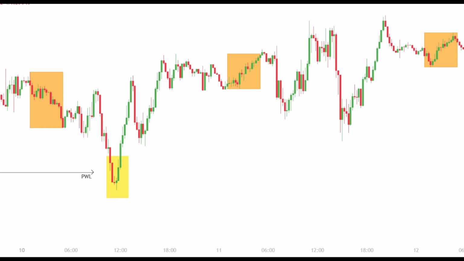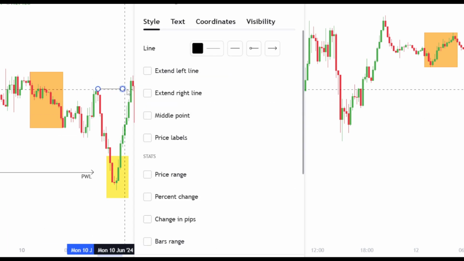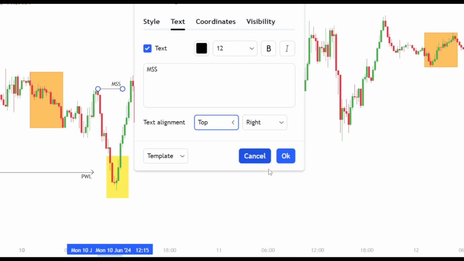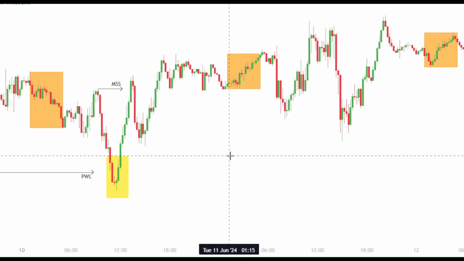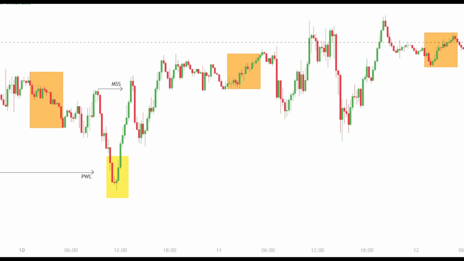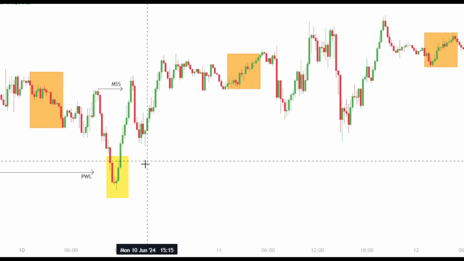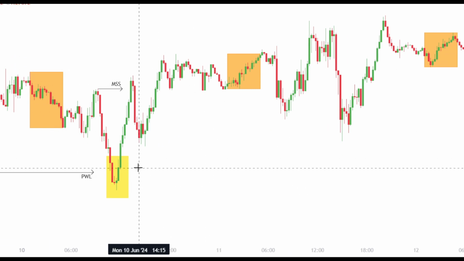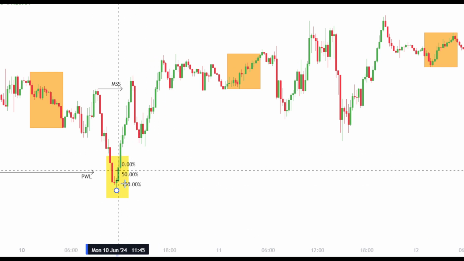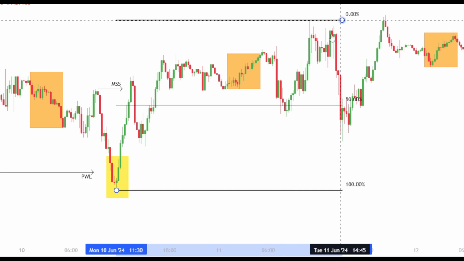From here, we see a clear market structure shift over here. This is a market structure shift, MSS. This is one of the things we look for, a clear market structure shift. We now want to be buying in an M15 structural range. We have some internal structure to deal with. Our internal low is down here, and our internal high is all the way up here.